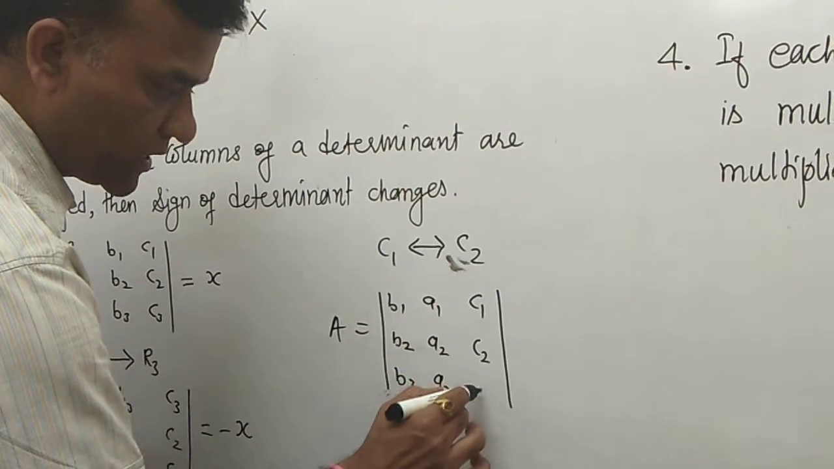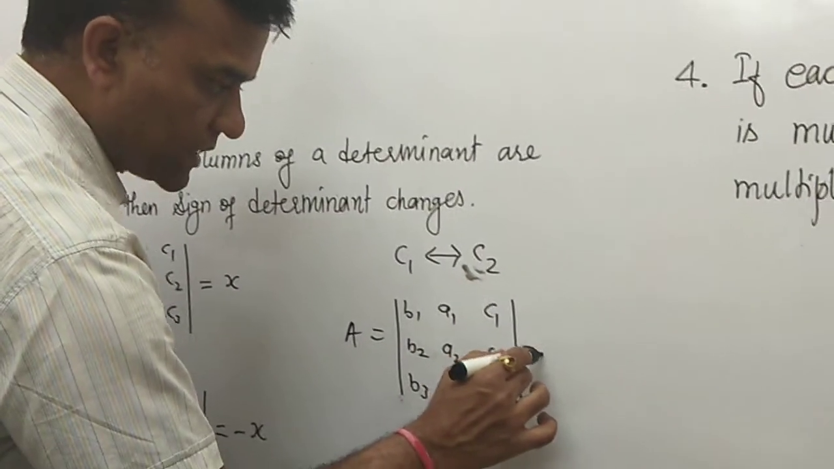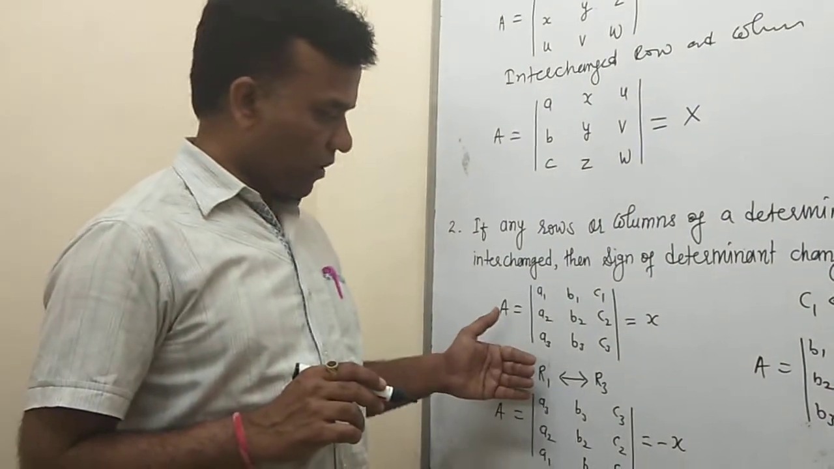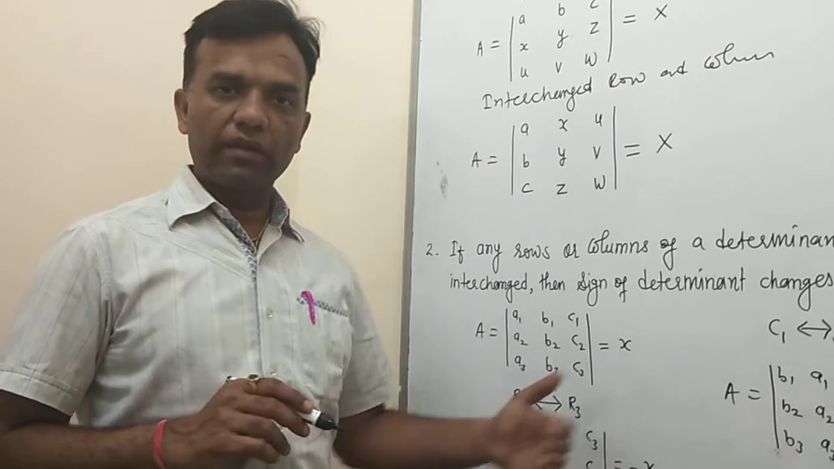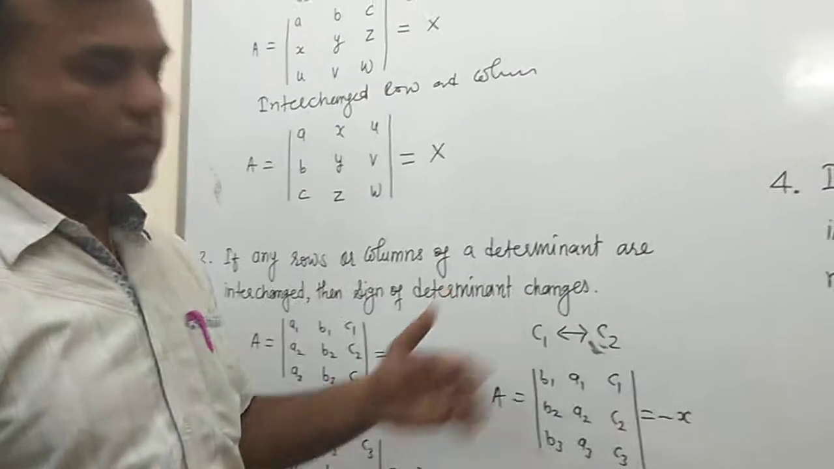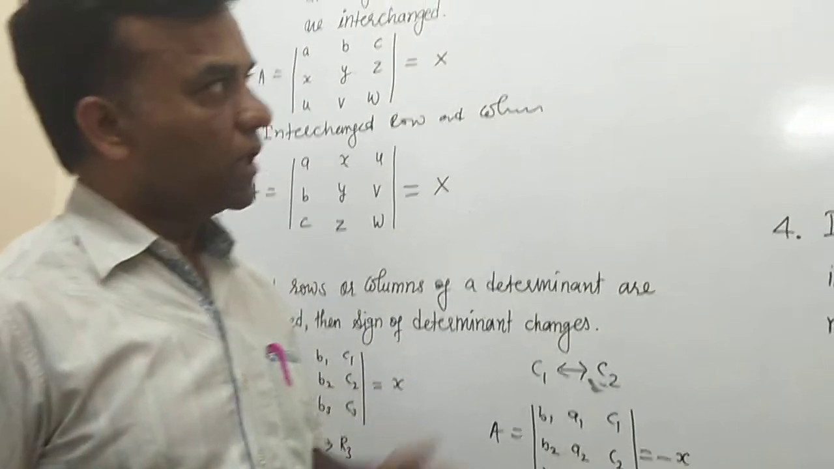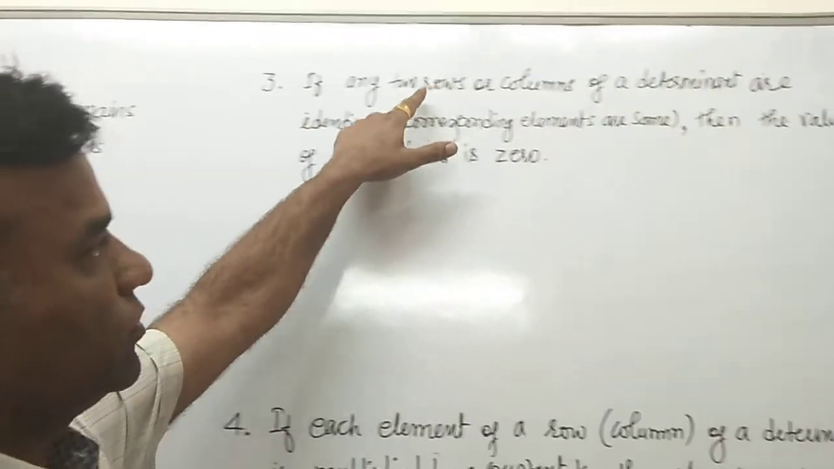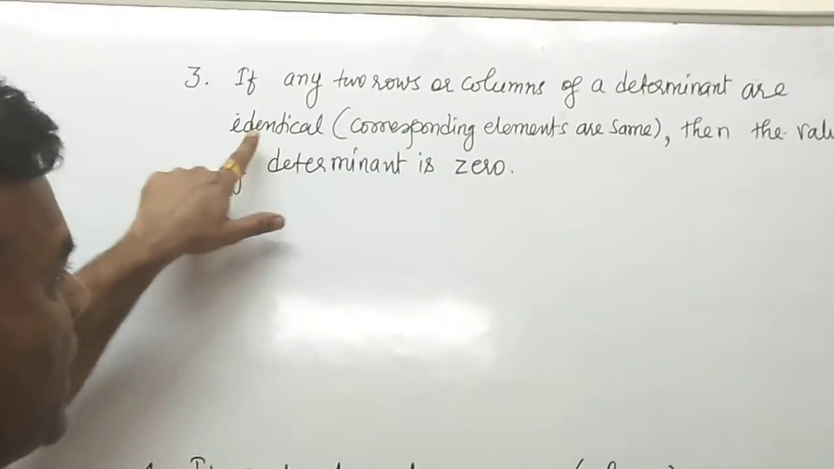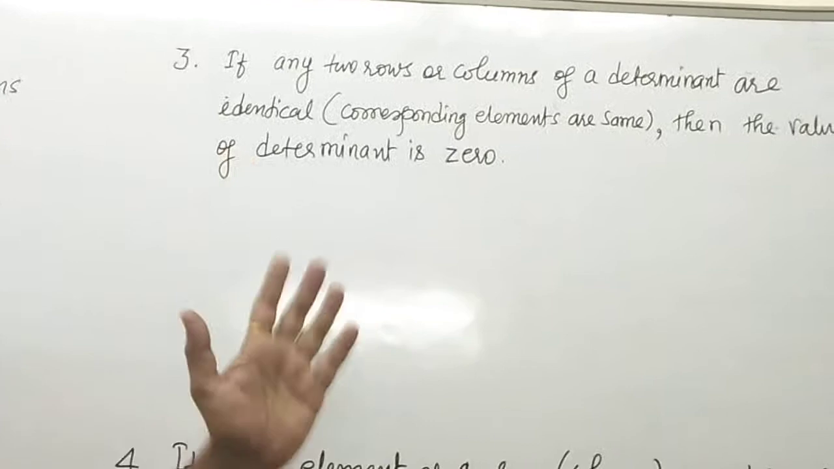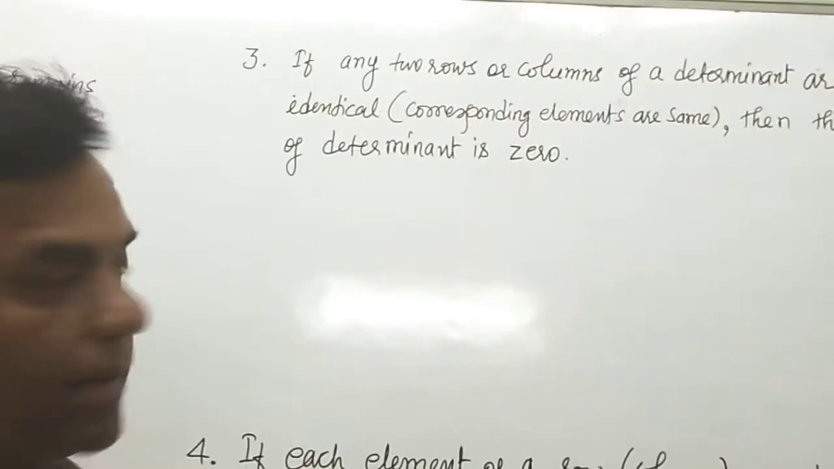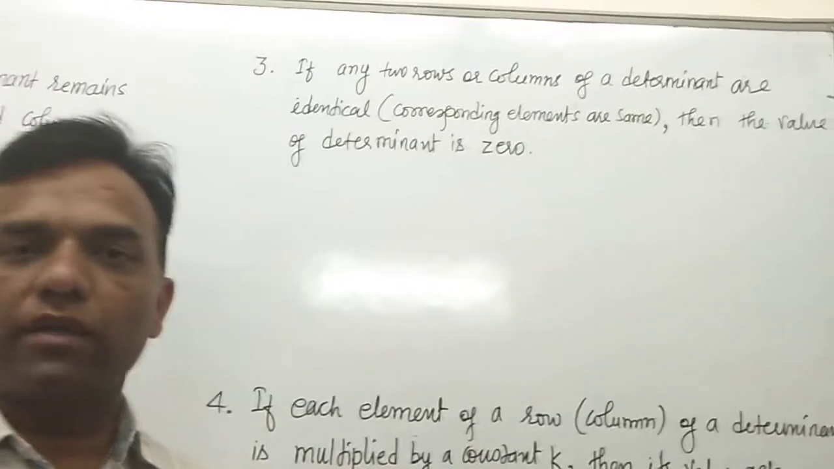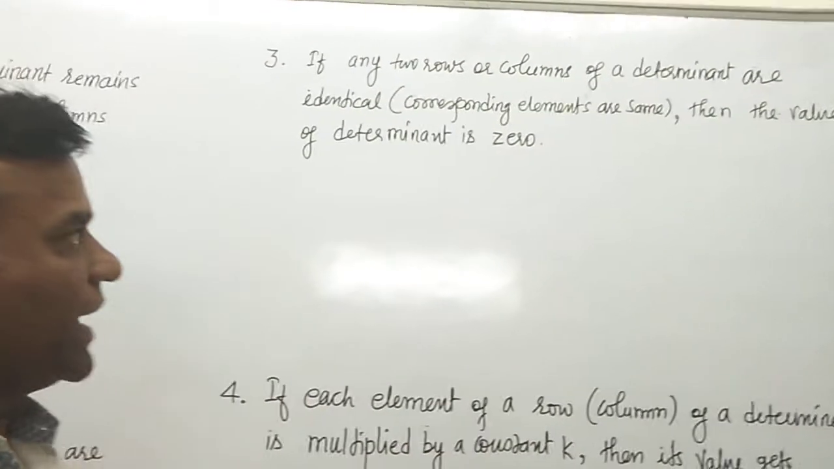There is no change, you put it as it is, and the answer is again minus X. So if you interchange a column with any other column, the answer is affected by the sign only. Now we discuss the third property. The third property is: if any two rows or columns of a determinant are identical, meaning the corresponding elements are the same, then the value of the determinant is 0. There is no need to find a solution, you directly put the value as 0.